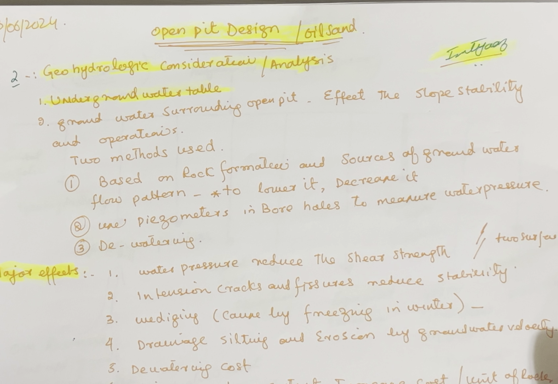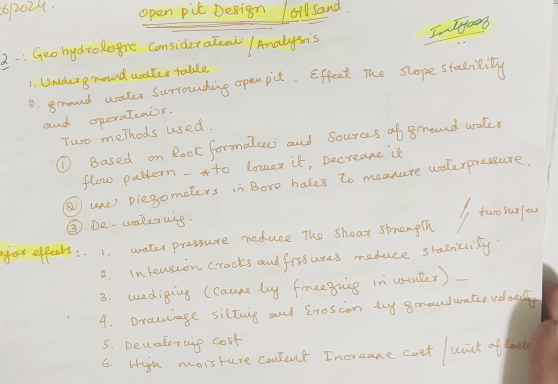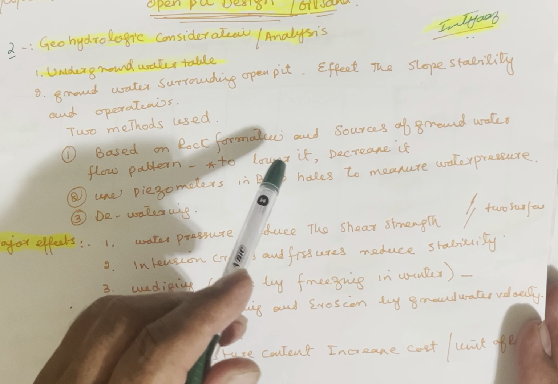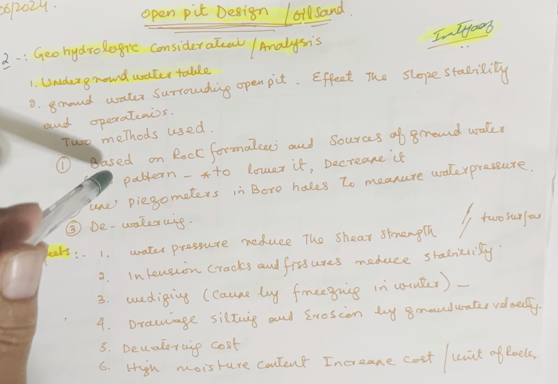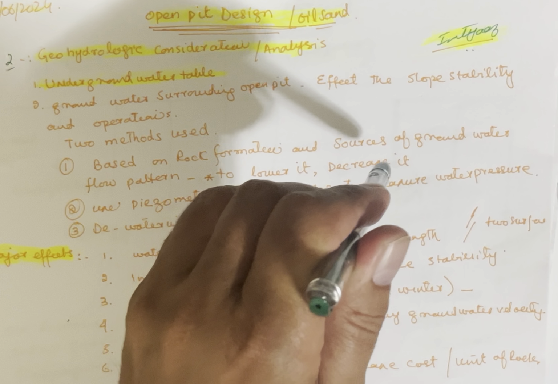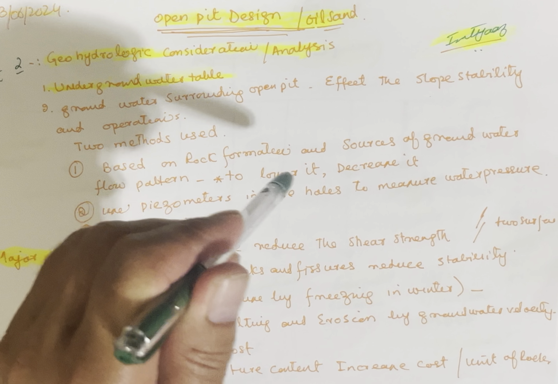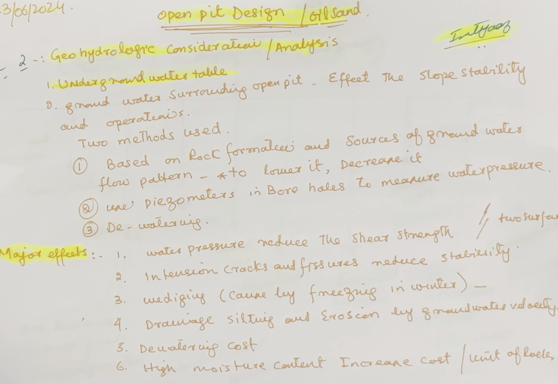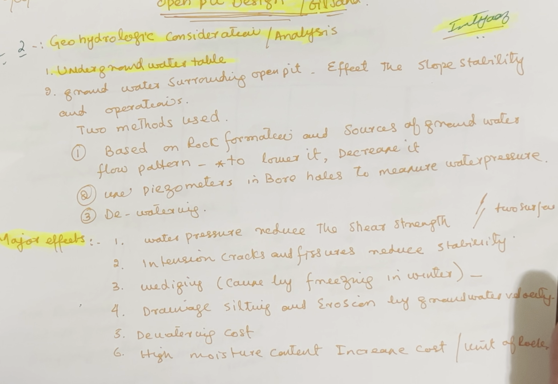Okay, it's another topic. Two methods are used in our open pit design where we can control the water. Number one is based on the rock formation and the source of groundwater flow pattern. When we know the rock formation, its permeability and the source of groundwater flow pattern, then we have to lower or decrease it, either by making tunnels below or at the side of our deposit. It's called hydrology engineering. That's what we can do.